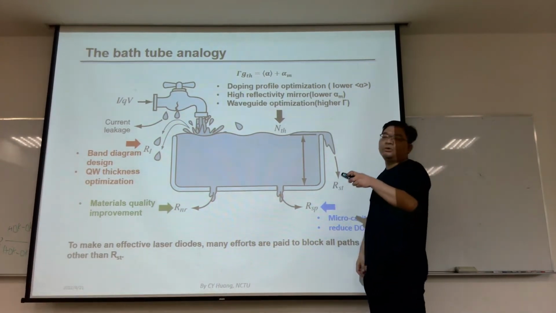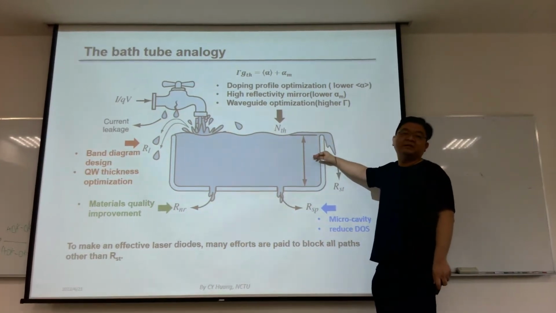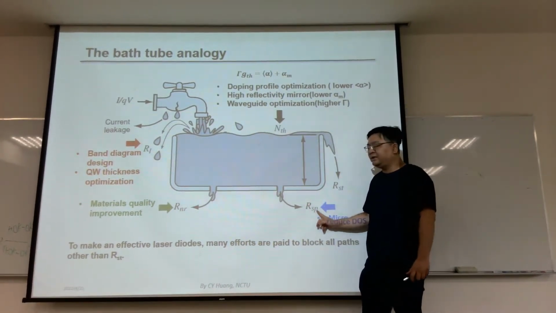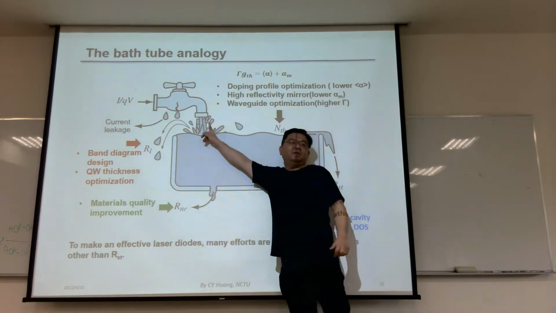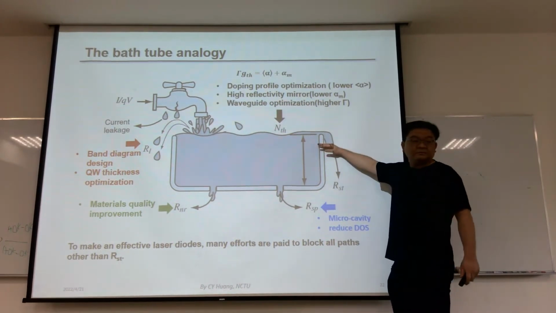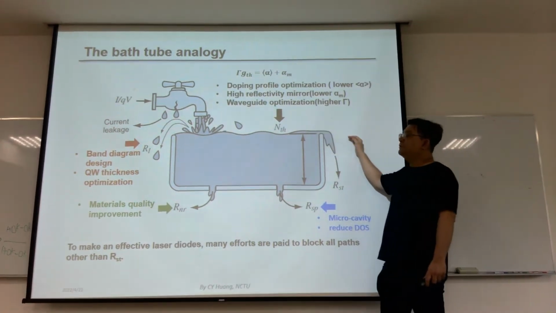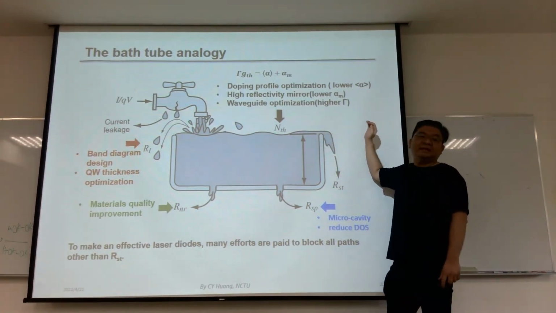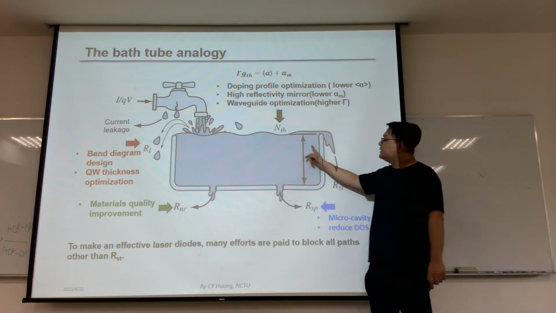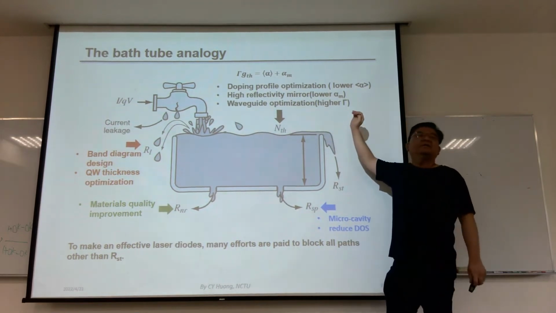As you inject more water inside, the water level or the carrier density starts to increase because the recombination rate doesn't catch up with the injection from outside. So the overall carrier concentration increases. But under some certain level, because it has a cavity and it lases, if it doesn't lase, you will keep increasing. Okay, so the depth of the bathtub is the threshold carrier density.